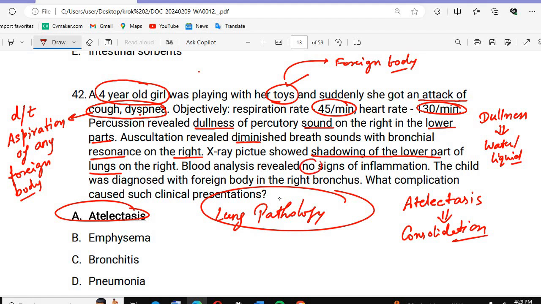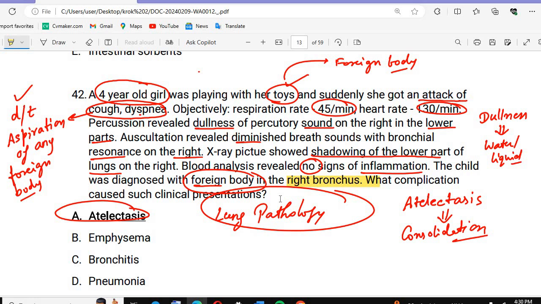Blood analysis reveals no sign of inflammation. The child was diagnosed with a foreign body. We diagnose this if there is a history of a child with a foreign body and a sudden attack of cough or dyspnea. In that condition always remember that due to aspiration of a foreign body, this baby will have cough, dyspnea or these symptoms. The most common site for the foreign body is the right bronchus. Remember, due to a gravity effect it will go to the right bronchus, and it is easy to go to the right bronchus.